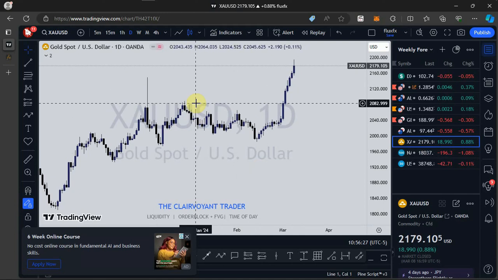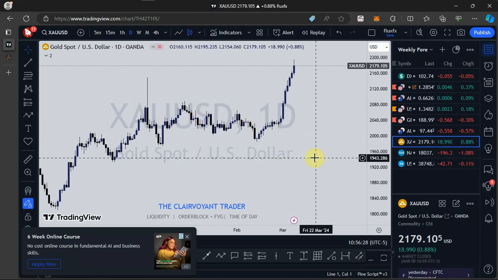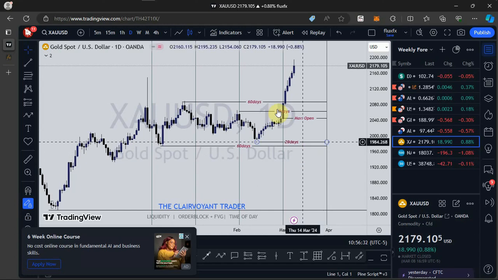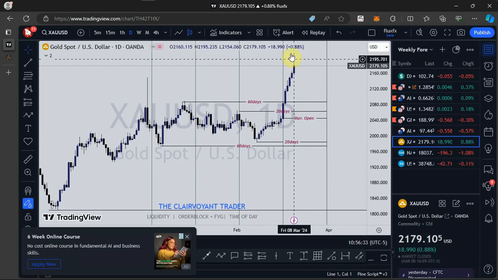Gold made a new all-time high last week, which is around the 2,190, 2,196, 2,195 zone or so.